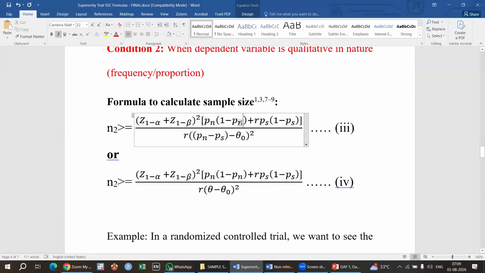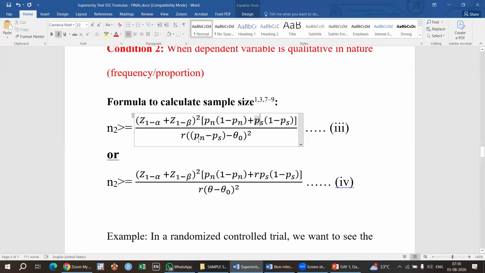This is R, we know R. What is R? Generally, we take R as 1. So please remove this, because the value is one, there is no problem. So we can remove this R. So this is the formula: Pn into 1 minus Pn plus Ps into 1 minus Ps. Ps means proportion of outcome in standard therapy. And then 1 minus Ps.